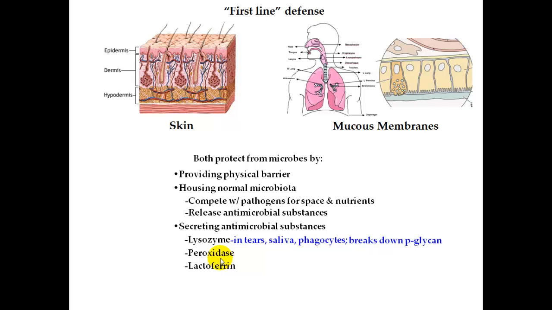Another thing that is secreted by the skin and the mucous membranes that defends us against pathogens is this enzyme called peroxidase. You find these in specific places, including the saliva, phagocytes, and actually also in milk.